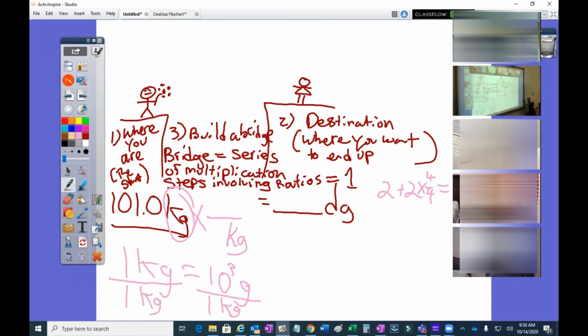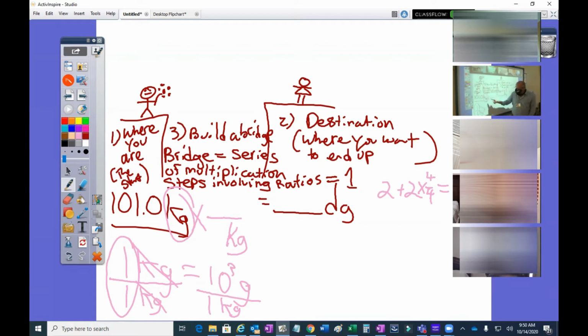Now I'm not breaking any rules. I'm following the math rules. Kilogram cancels out, and I get a ratio equal to 1. 10 to the third grams over 1 kilogram mathematically equals 1. So I can now multiply this by this ratio without changing it.